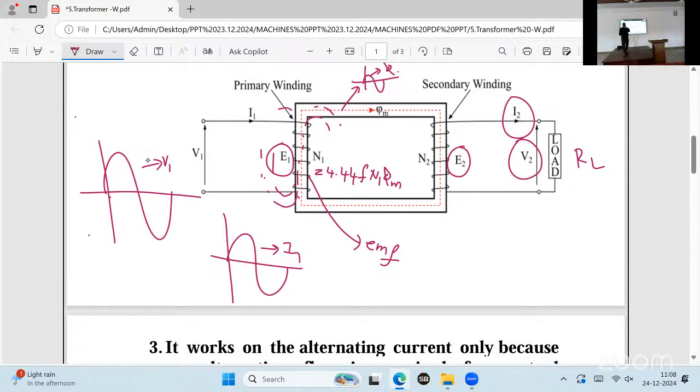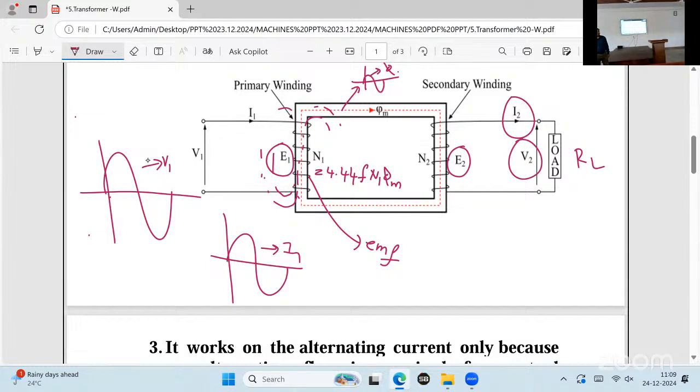This is the formula generated, called the EMF equation of a transformer. What is the formula? E1 is equal to 4.44 into F, frequency, into N1, number of turns, into phi M, maximum flux. Volts. Voltage means volts. We have to derive this. What is E2? Same thing: 4.44 into F into N2 into phi M volts. So these two we have to derive now for a 5 marks question.